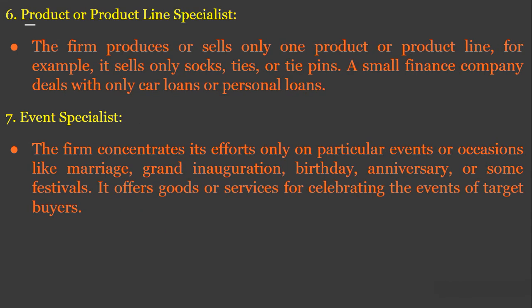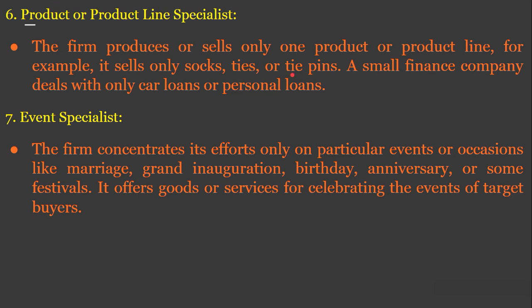There are companies who are product or product line specialists. They produce or sell only one product or a product line. For example, it sells only socks, ties or tie pins. Even there are small finance companies that deal with only car loans and personal loans. There are companies who only deal with gold loans. So this kind of company or organization is called a product or product line specialist.